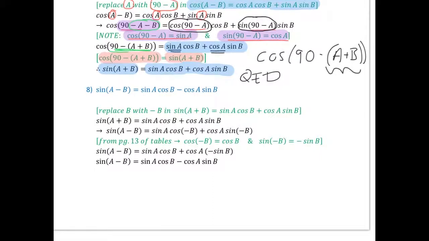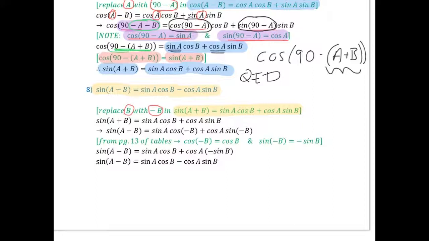Our second to last proof is this one here, proof 8, where we have to prove that sine of a minus b is equal to sine a cos b minus cos a sine b. And very similar to one of the proofs we did before, we're just going to replace every time we see b with minus b in this formula here that we just proved in number 7. Sine a plus b is equal to sine a cos b plus cos a sine b.